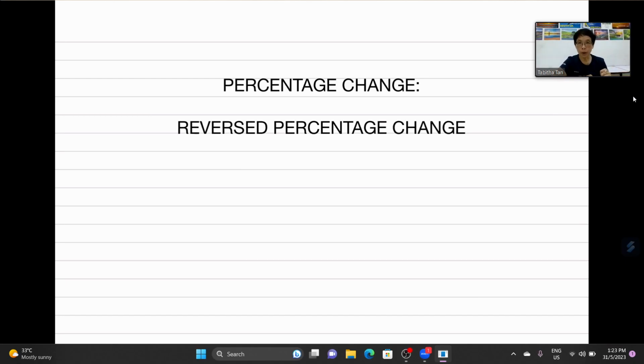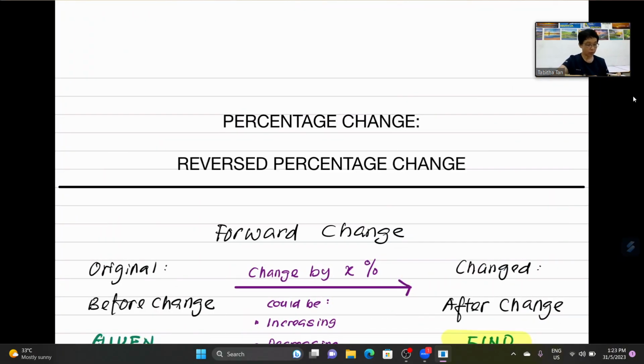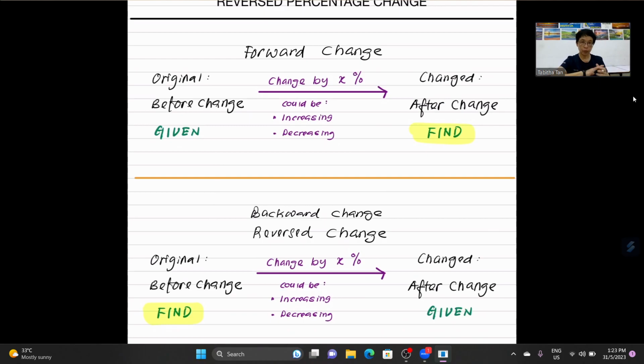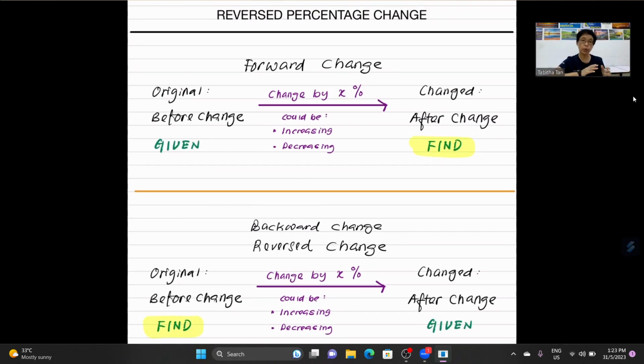We are going to learn about percentage change, in particular reverse percentage change. Okay, let's move on to the introduction. When we talk about percentage change, we know that we have two possible types of changes. One is forward, one is backward. What do each of them mean?